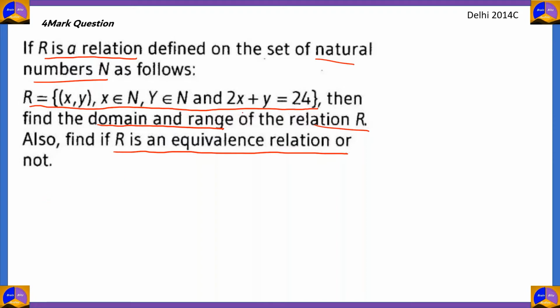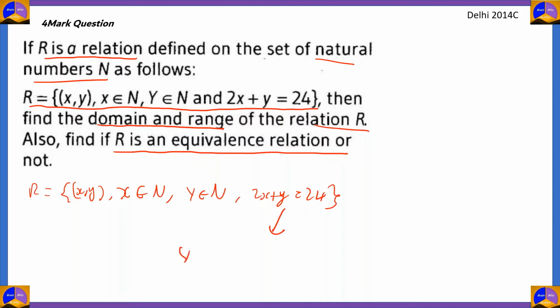So this is our relation R equals (x, y), such that x belongs to N, y belongs to N, 2x plus y equals 24. So what we can find is that since 2x plus y equals 24, y will be equal to 24 minus 2x. So how do we find the domain and the range? The domain is the value of x, while the range is the value of y.